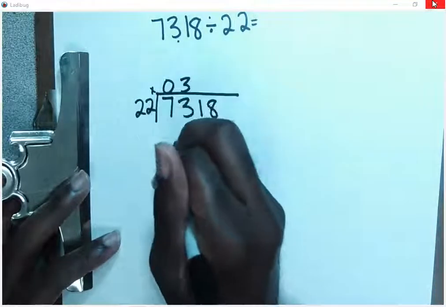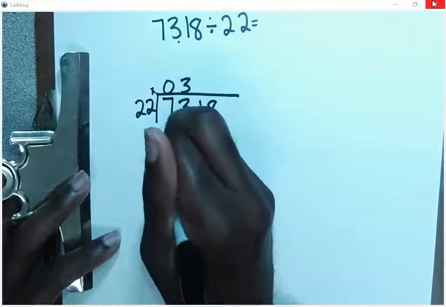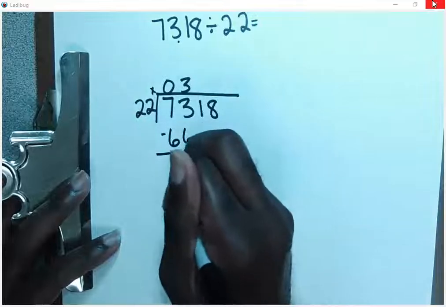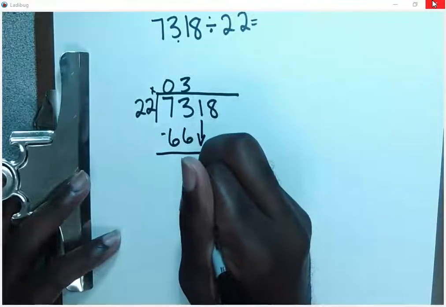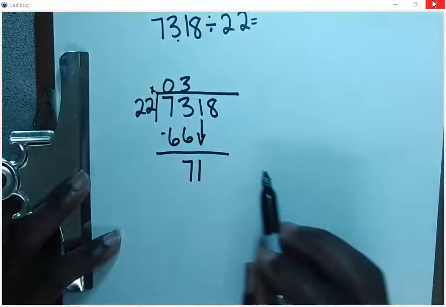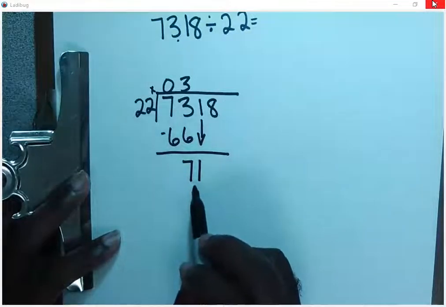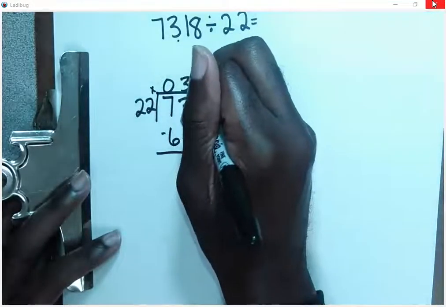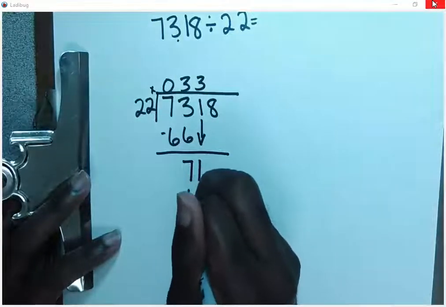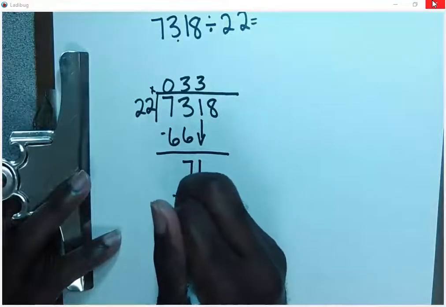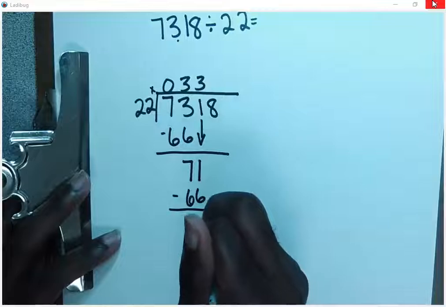And 3 times 22 is 66. I'm going to subtract, and I get 7. Once again, I'll bring down my next number, which is my 1. Beside that 7, 22 can fit into 71 3 times again. And we just know that 3 times 22 gives me 66. Again, I'm going to subtract, and I get 5.